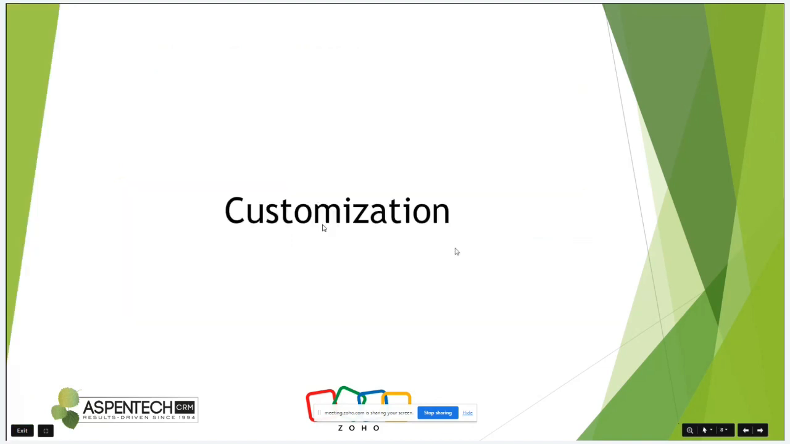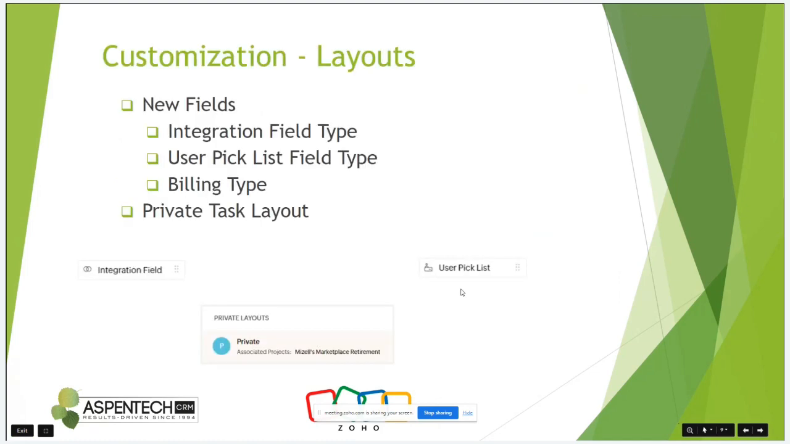Next, we'll talk about customization. With the customization, Zoho has added a few new fields. One of them is the integration field type, which will be done on the project layout. It's a very nice integration because it lets you integrate the Zoho CRM with Zoho Projects. I'm going to show you how to use that.